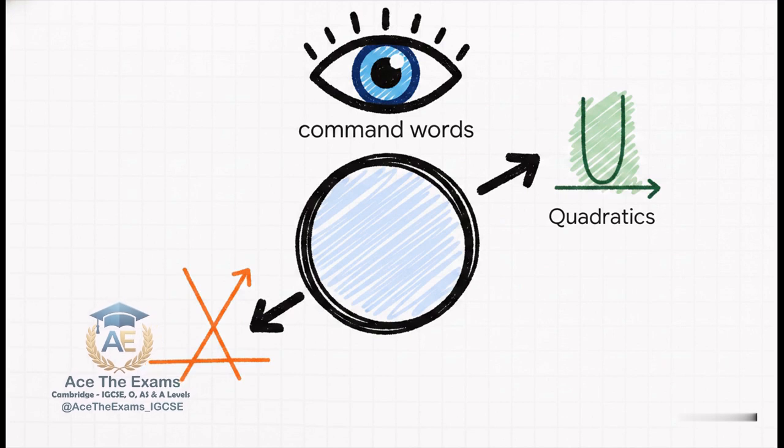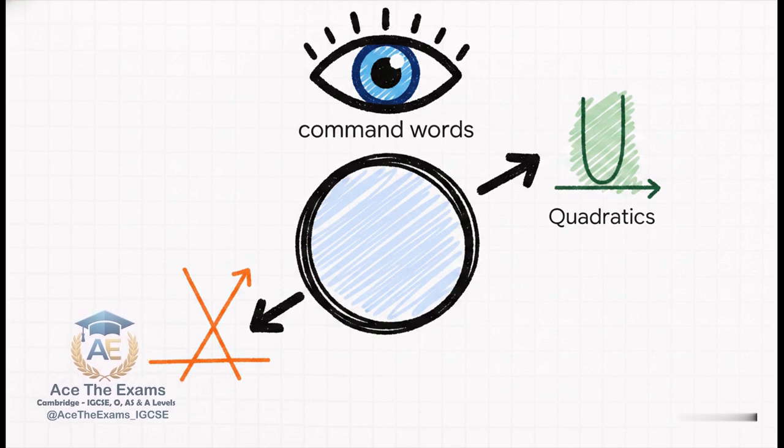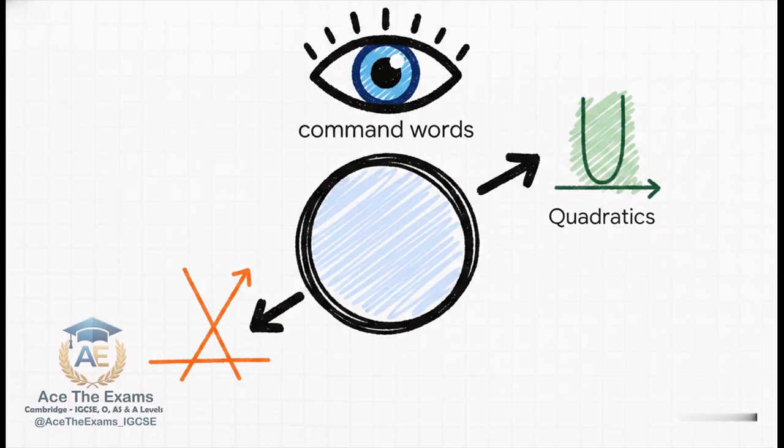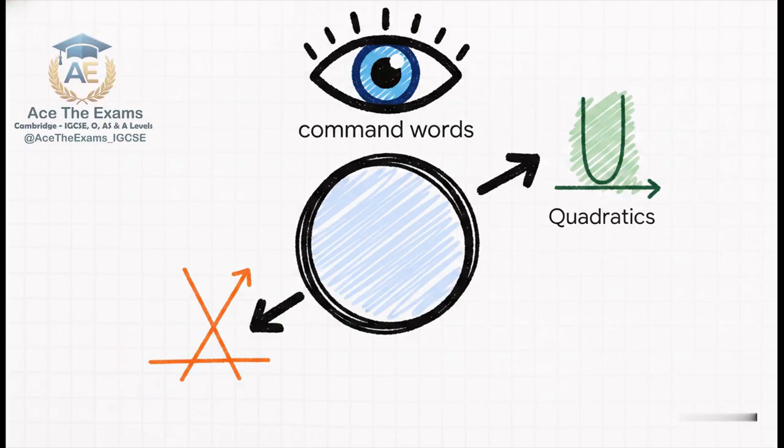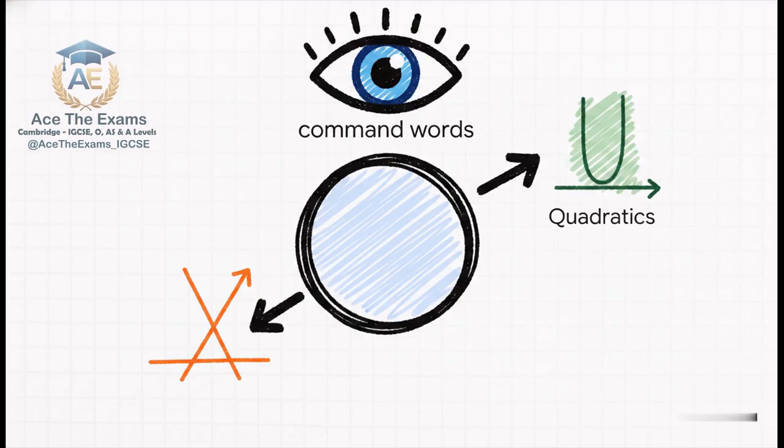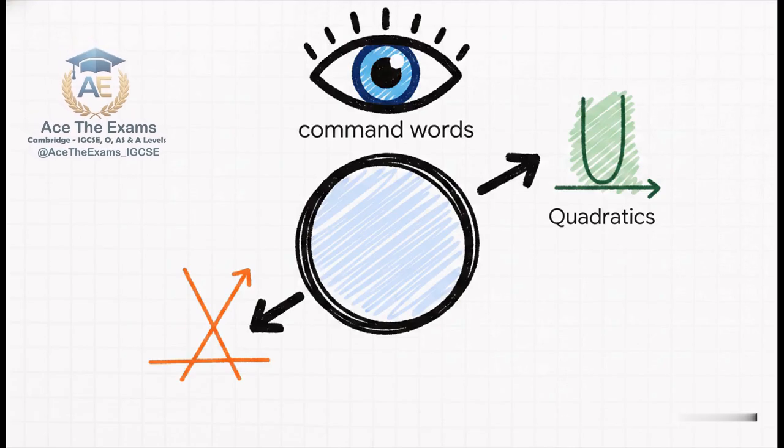Or think about finding where a straight line intersects the circle. That requires setting up and solving simultaneous equations. You see, examiners explicitly note in their reports that candidates who recognize these cross-topic connections are the ones who secure the absolute highest grades.